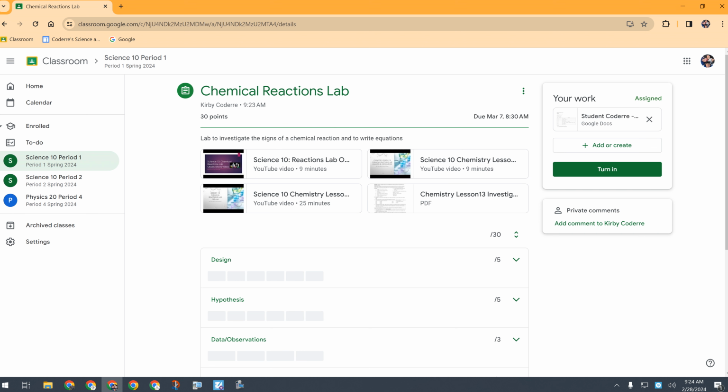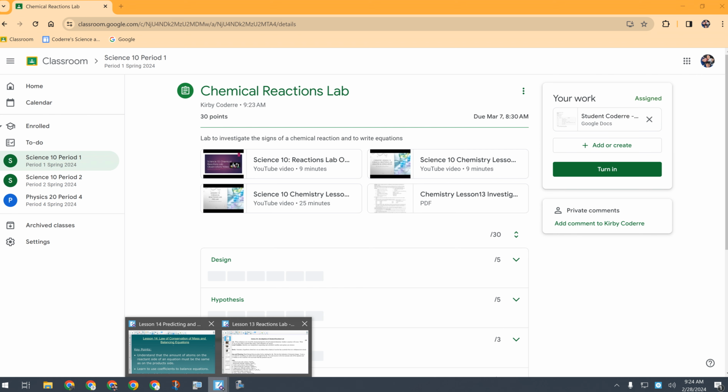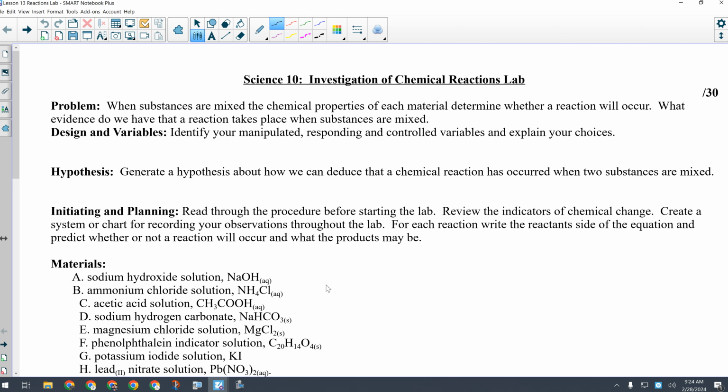This is the analysis stuff that we'll talk about tomorrow, and those are the observations, which you will see tomorrow. So yeah, let's have a look at the rest of this here. The problem that we're investigating, remember, has to be written in your own words in the form of a question. It is basically: how is it determined that a chemical reaction has occurred? What are the signs of a chemical reaction? What happens in a chemical reaction?